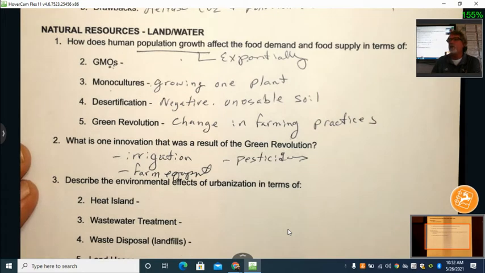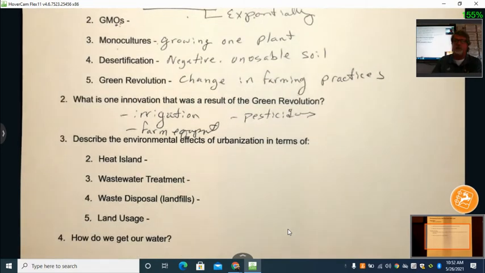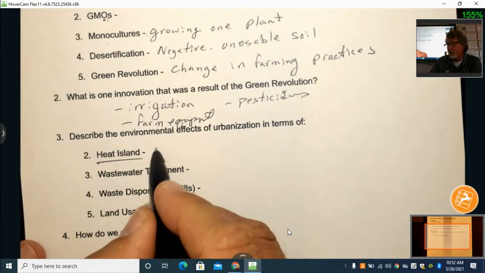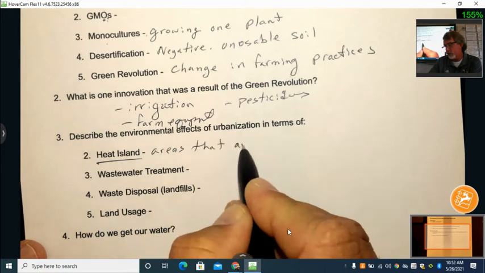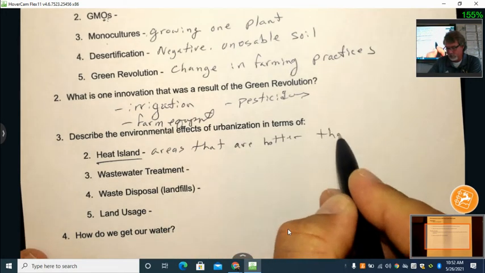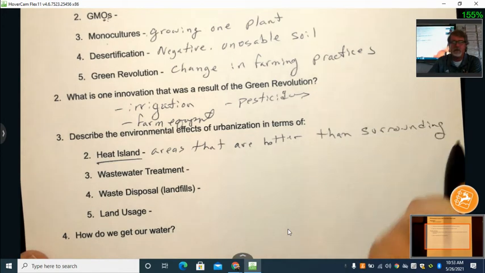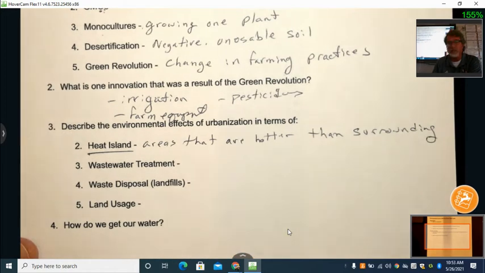Because we have so many people growing so quickly, and we live in one little area, we have some problems. One of the problems is we create heat islands, areas that are hotter than surrounding areas, usually caused by concrete in cities. It also occurs with city wastewater treatment.